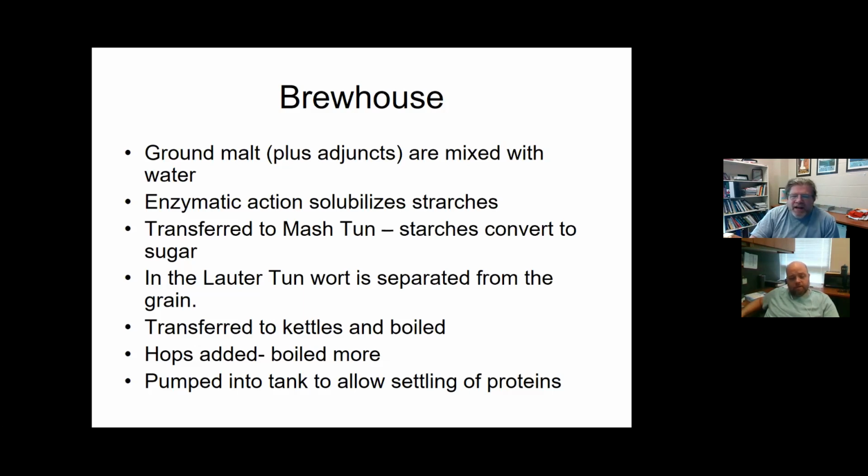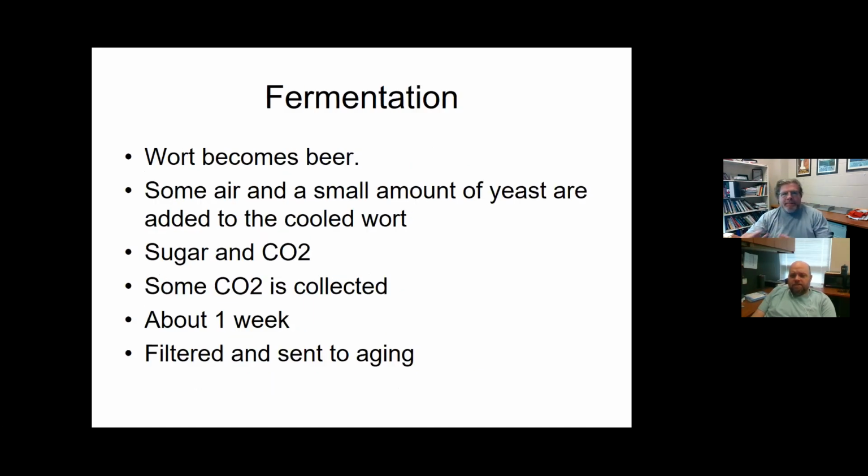Then that has hops added to it. And then it sits and allows the protein to sit out. This is the clarification stage where you've got a lot of cloudy stuff in there. If you let it sit a little while, that stuff settles to the bottom and you get a nice clear beer.